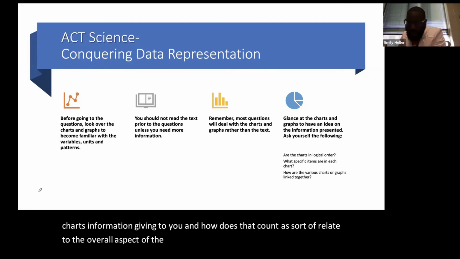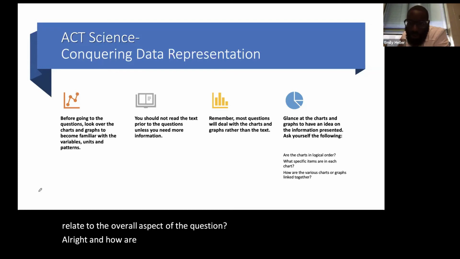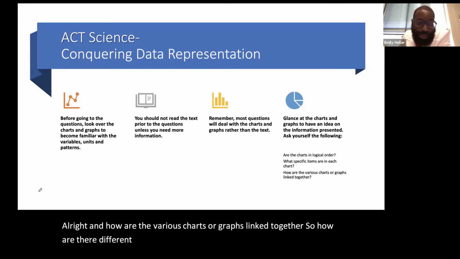And how are the various charts or graphs linked together? How are they different, how are they the same, what is consistent, what is not consistent within those graphs?